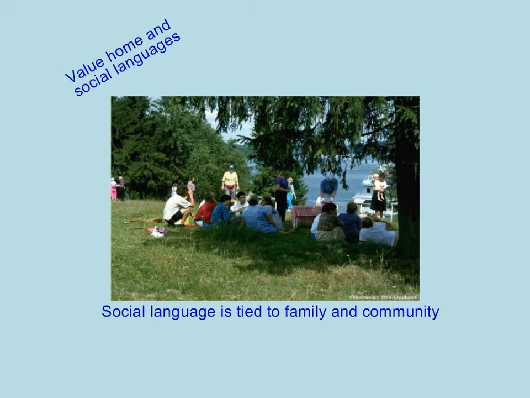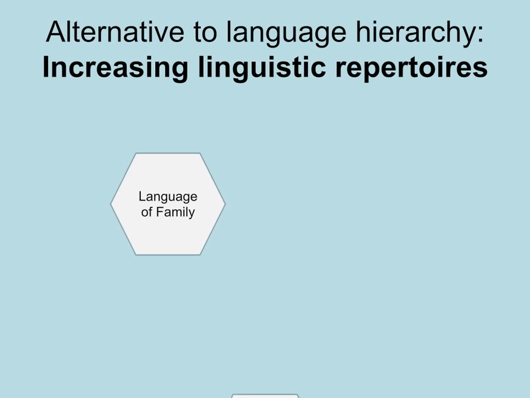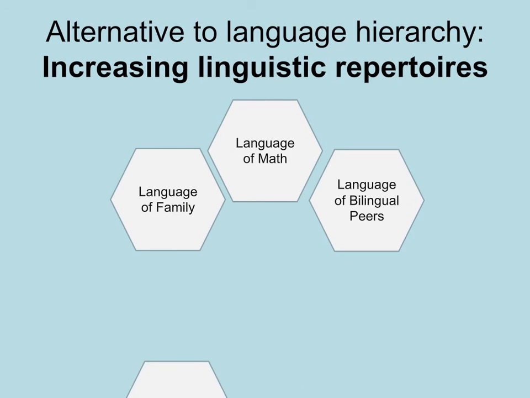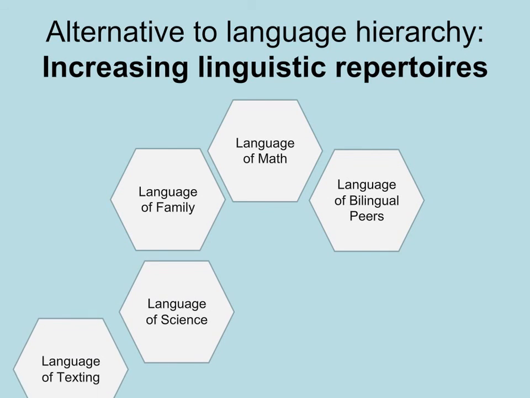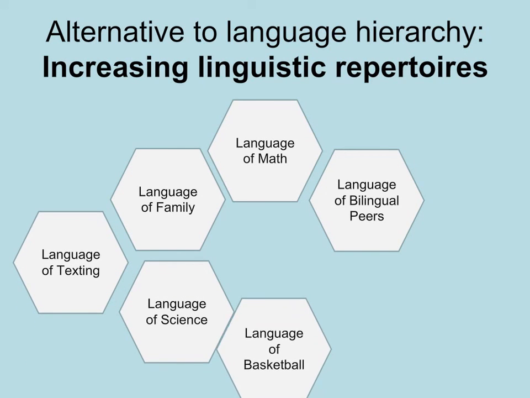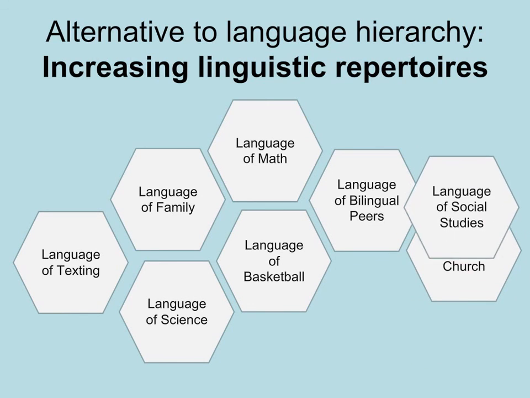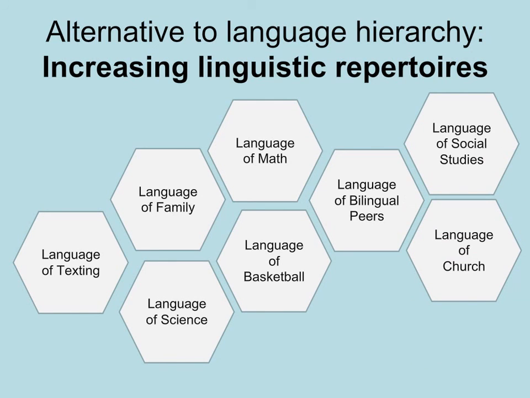Also, social language can be quite complex and abstract. Think of a teenager trying to bargain for a later curfew. Think of a friend telling you about their impression of a complicated movie. In place of a language hierarchy, we can instead visualize equality in all types of linguistic repertoires. Each type of language has a purpose, vocabulary, structure, and rules all of its own. And our ultimate job is to increase the linguistic repertoires of our students.